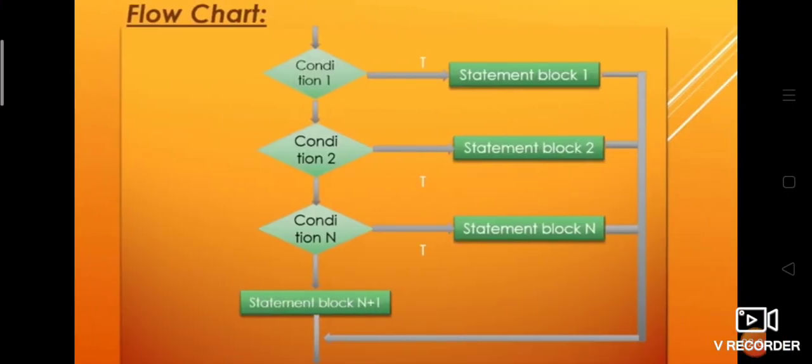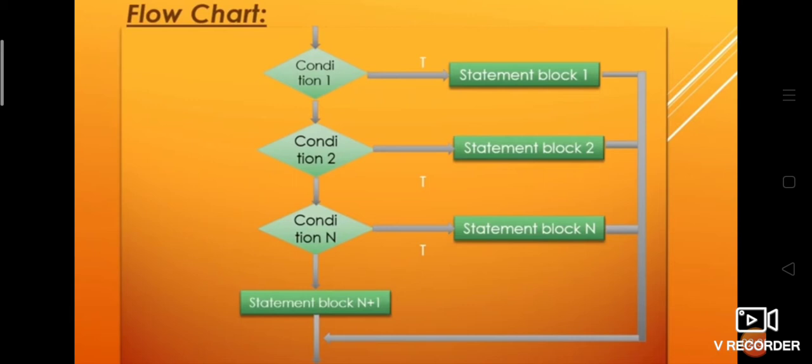Now we are going to discuss the flowchart. The test conditions in if-else if statements are executed in sequence until a true condition is reached. If the condition is true, the block of statements following the condition is executed, and the remaining blocks are skipped. If the condition is false, then the block of statements after else is executed.